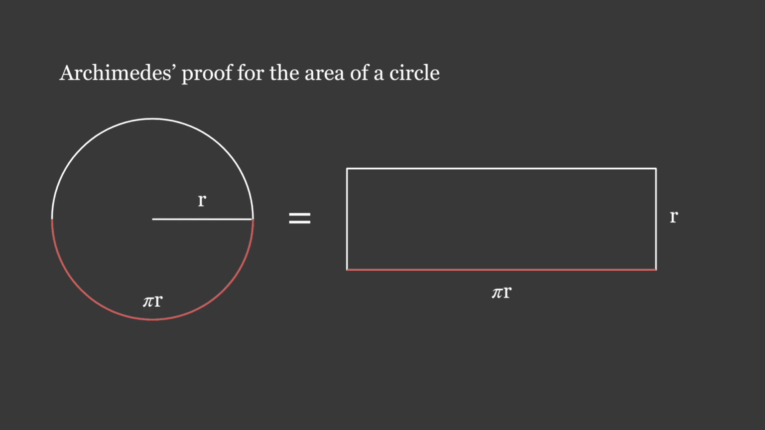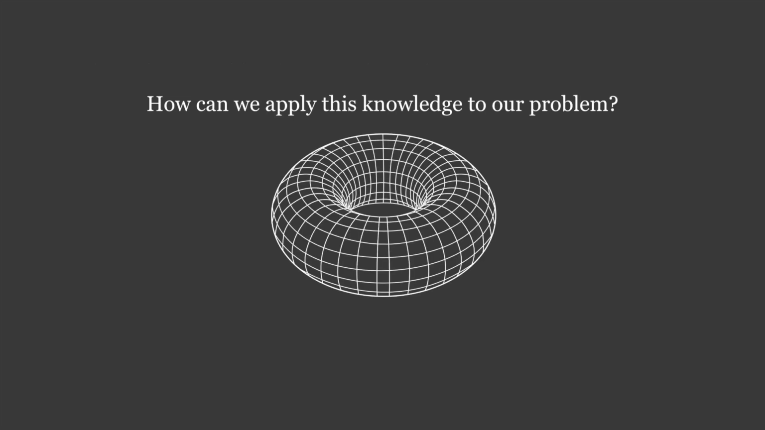We know rectangles are easily measured by a formula: base times height equals area. So by using this area formula, the rectangle, which was derived from a circle, has an area of pi r squared. Archimedes had found that any circle's area is pi r squared by splitting up and rearranging his problem. Well, this is great, but how can we apply this knowledge to our problem?